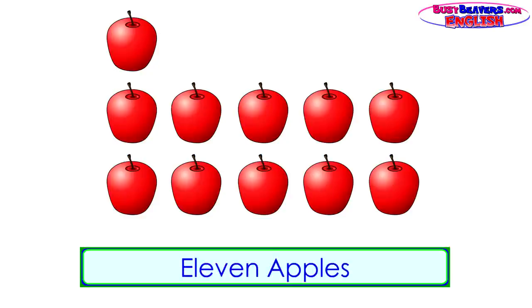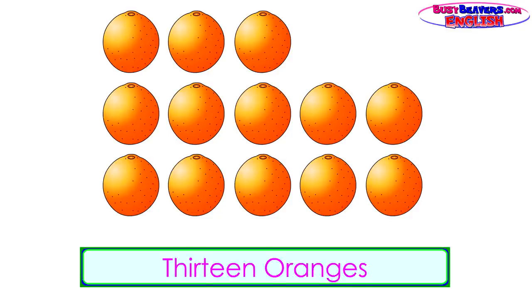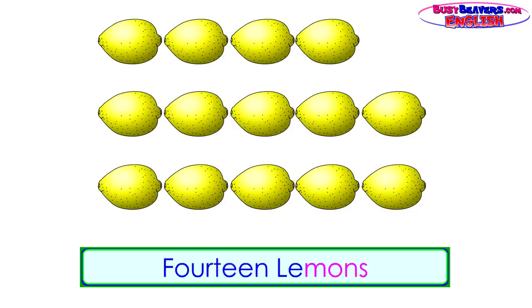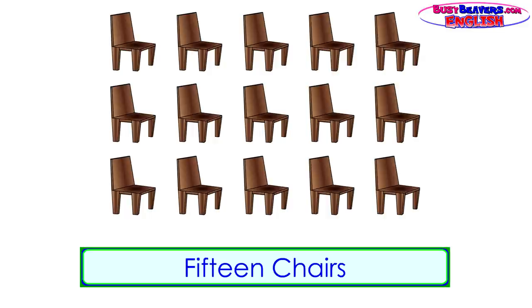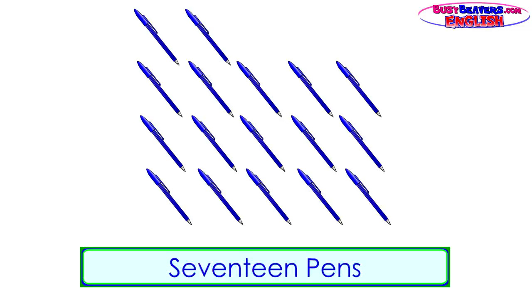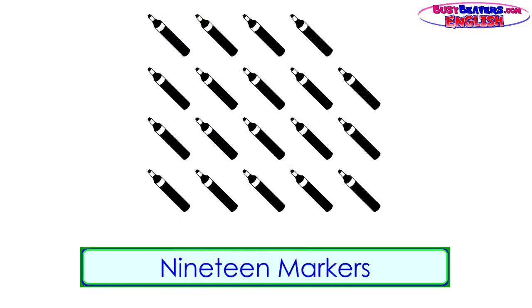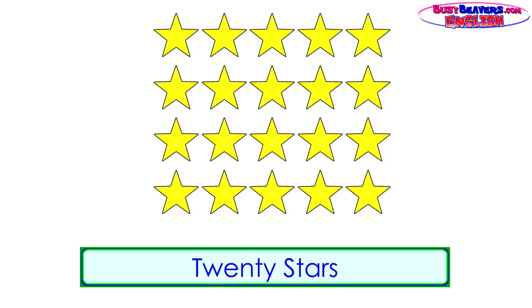11 apples. 12 bananas. 13 oranges. 14 lemons. 15 chairs. 16 cars. 17 pens. 18 cups. 19 markers. 20 stars.